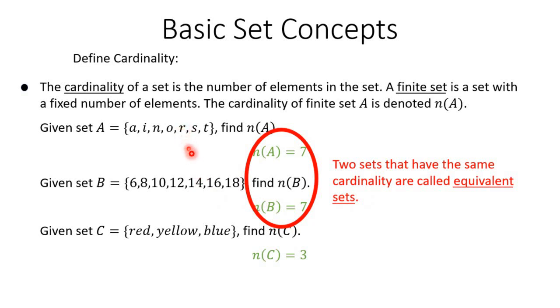So they're not equal to each other because obviously one contains letters, the other one contains numbers. So they're not equal to each other, but because they have the same number of elements, they are equivalent to each other. So let's look at 2 more sets here.